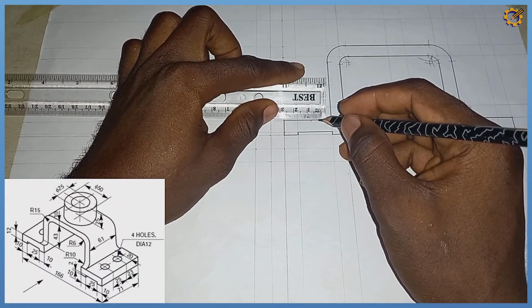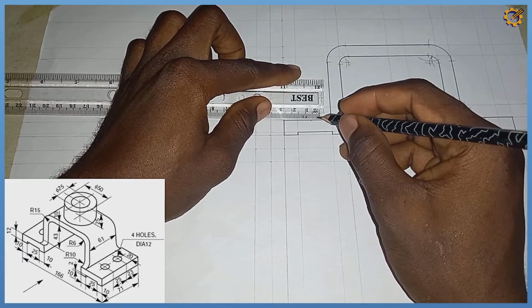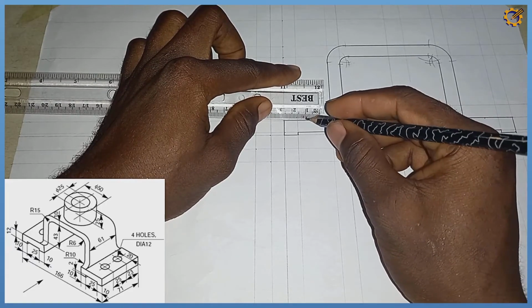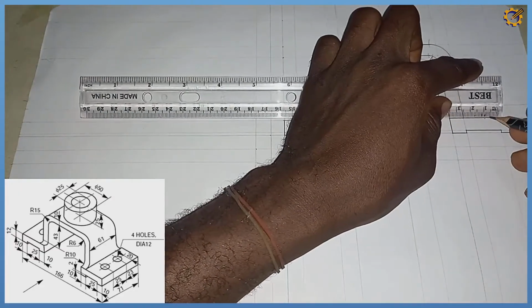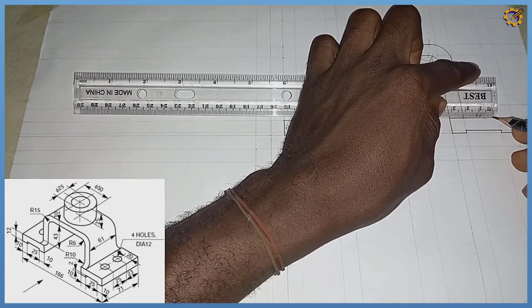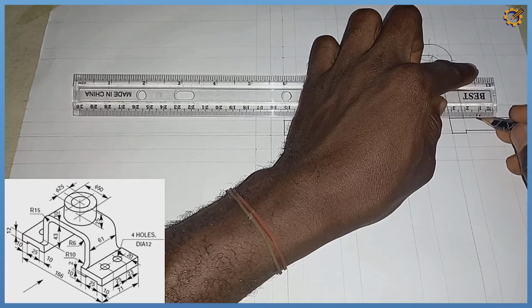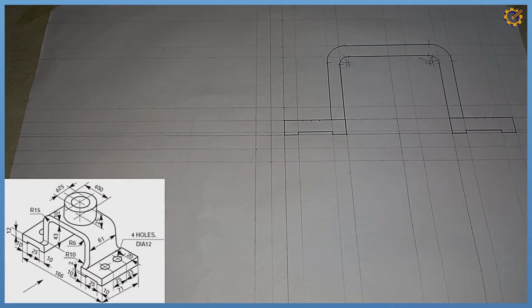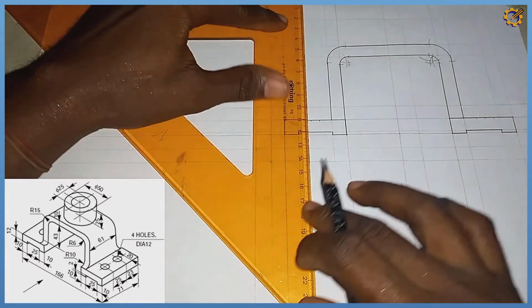So 12 divided by 2 is 6. So placing 6 towards the left hand side and right hand side of that mark of 20. Likewise, on the mark of 20 here, I'm going to project mark of 6 towards the right hand side and left hand side, making it mark of 12. Then after that, I'm going to project those points vertically.